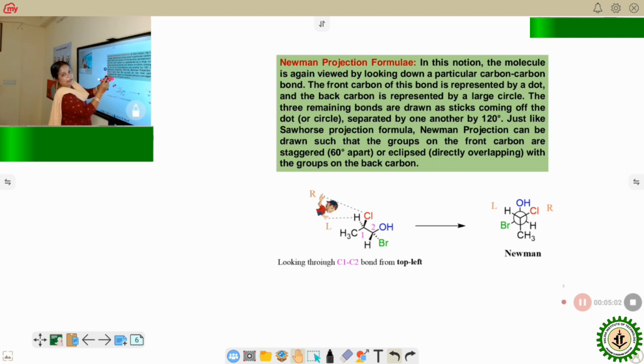Br and H. So from your side, in the Newman projection formula, this is your point and this is the circle, and the other groups are linked here. We can express the three-dimensional structure in the Newman projection formula in this manner.